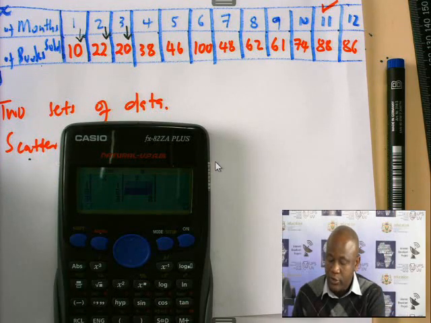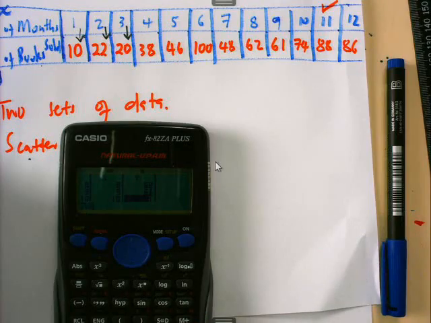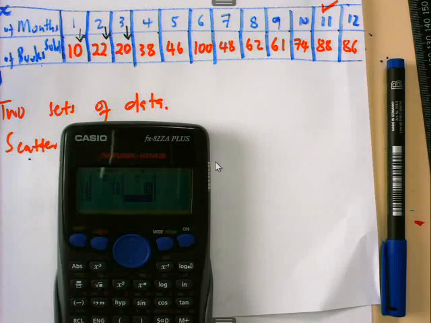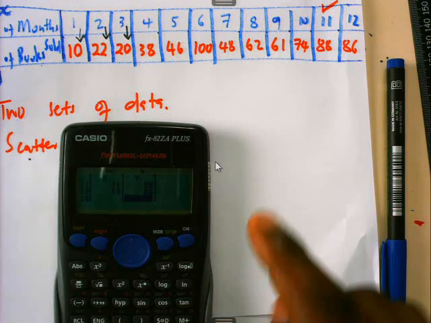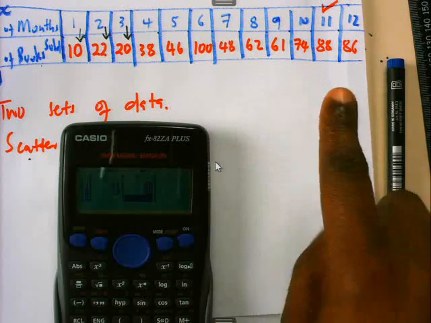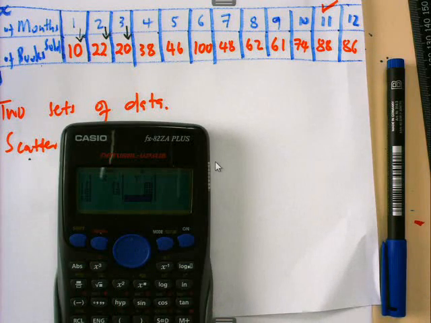10 is equals to, 22 is equals to, 20 is equals to, 38 is equals to, 46 is equals to, 48 is equals to, 62 is equals to, 61 is equals to, 74 is equals to, 88 is equals to, 86 is equals to. Good, there they are. We need to be very accurate. Remember now on the calculator, we cannot afford to miss any number there because now it won't give us the correct information we are looking for.